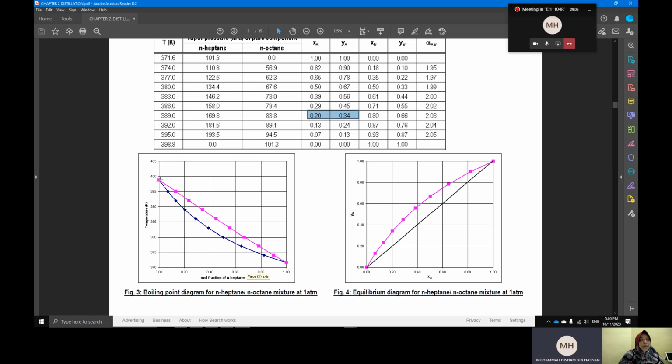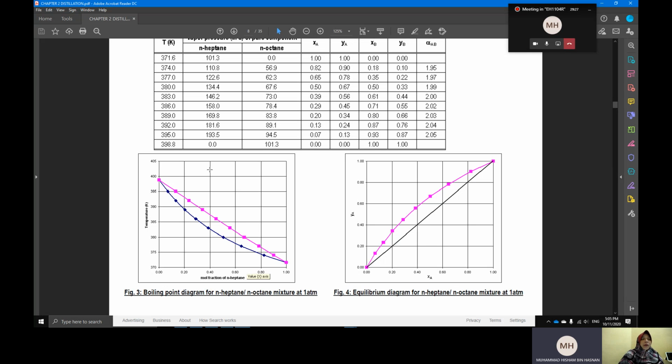Okay. So dia bukan dapat cara macam ni. Dia bukan dapat purple. Tak. Dia sebenarnya dapat at constant temperature. The blue one is the liquid. The purple one is for the vapor. Okay. Faham?